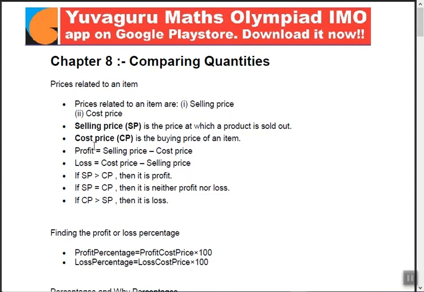So what is the profit then? Selling price minus cost price, right? If you buy something and you sell something, the difference is your profit. Loss equals cost price minus selling price. See here, both are one and the same, but in profit the selling price is more, in loss the cost price is more. Logic, right? So if SP is more than CP, then it's a profit. SP equals CP, no profit no loss. CP more than SP, then it's a loss.